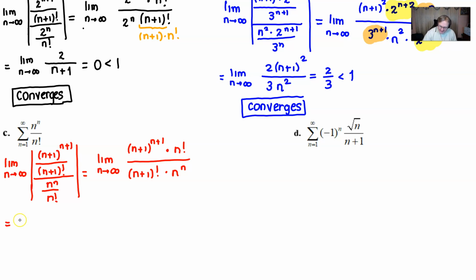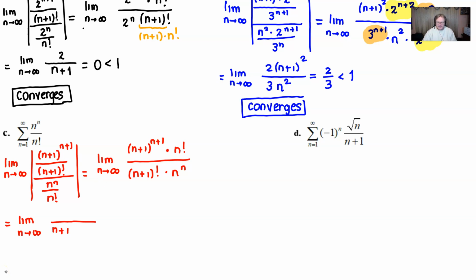So what do we have? Well, we've got the limit as n approaches infinity. Now we can cancel n factorial over n plus 1 factorial. When we do that, kind of like we did before in the previous problem, in part A, we have n plus 1. Now, if we take n plus 1 to the n plus 1, and we want to divide that by n to the n, well, there's a couple of things that we can do with that.